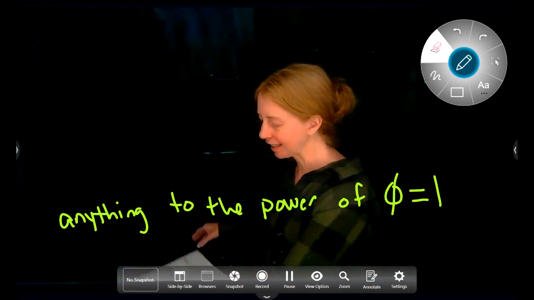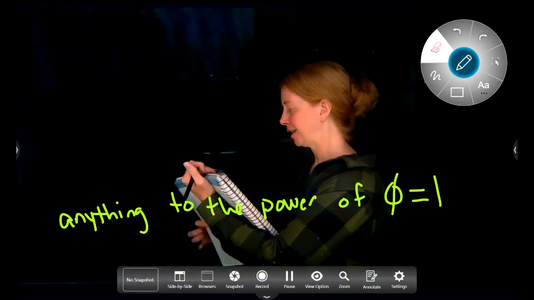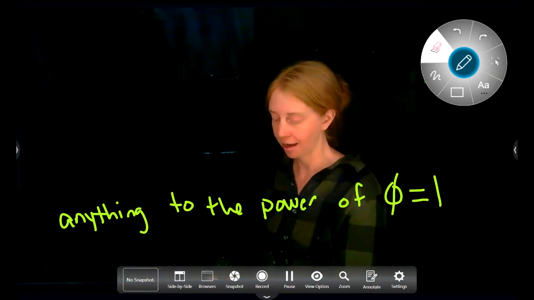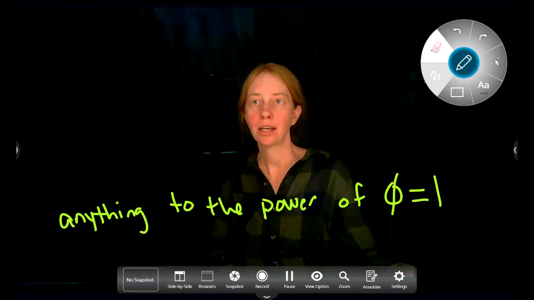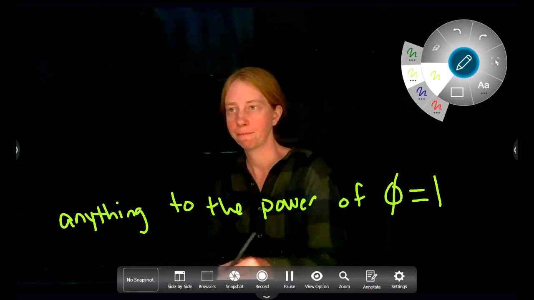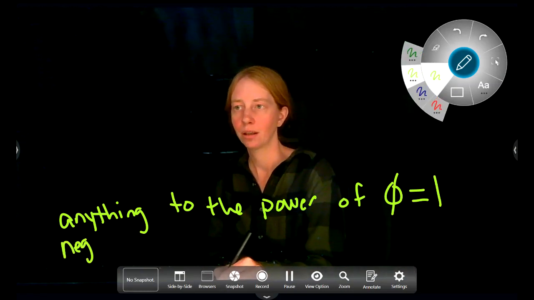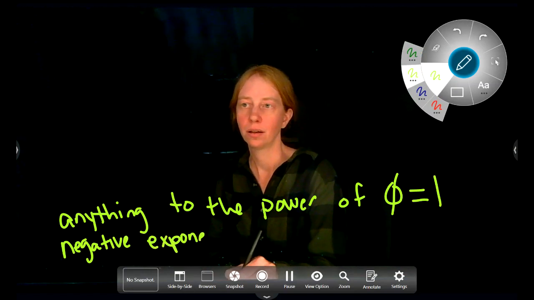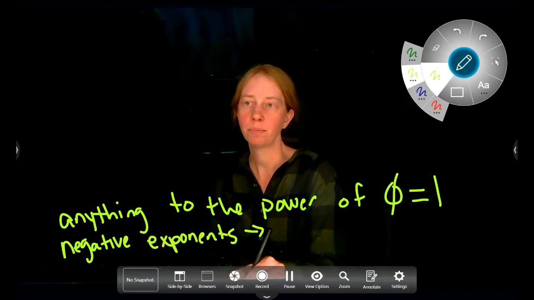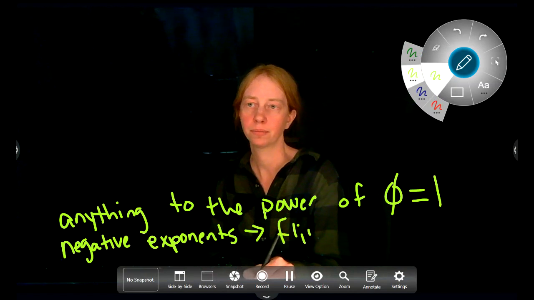Okay, second part of this lesson, I feel like they used a lot of words to say that, is what we do with negative exponents. Okay, so negative exponents, it means flip to the other side of a fraction.